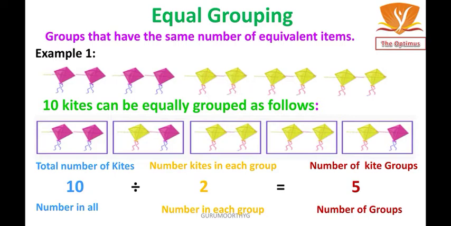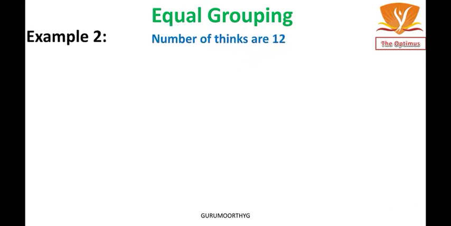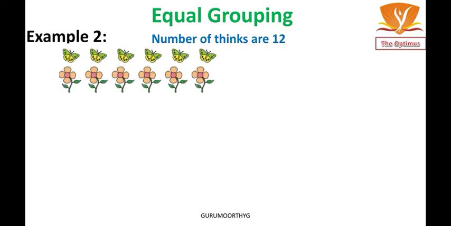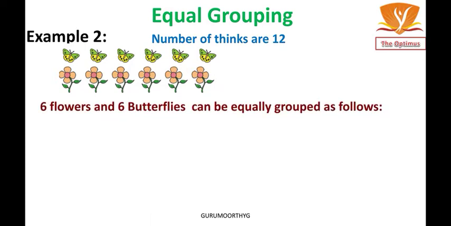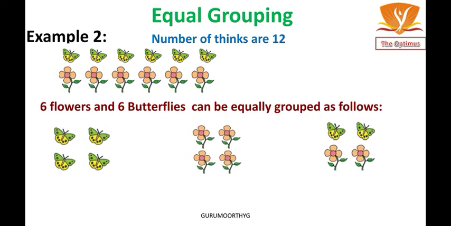Next, equal grouping. Example 2. Here the number of things is 12. That means we have 6 butterflies and 6 flowers. 6 flowers and 6 butterflies can be equally grouped as follows. The first group has 4 butterflies, the second group has 4 flowers, the third group has 2 butterflies and 2 flowers. Here the number of things is 4 in each group, something the same and something different. So it's called equal grouping.